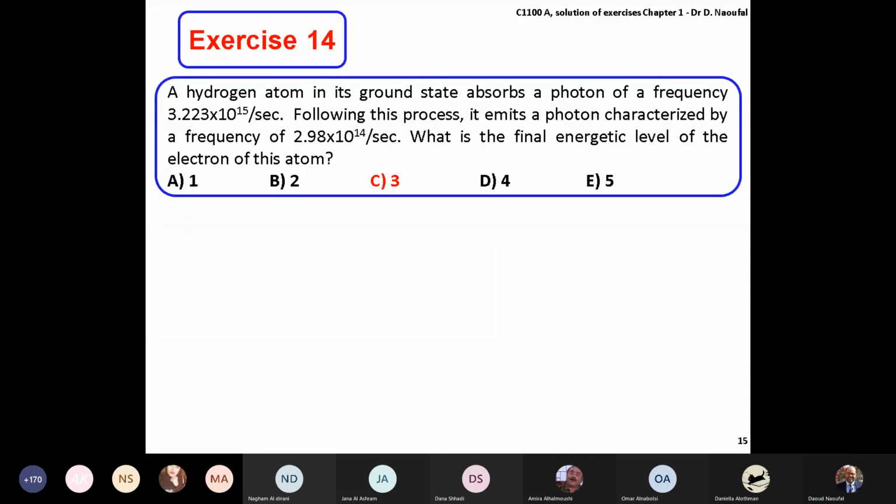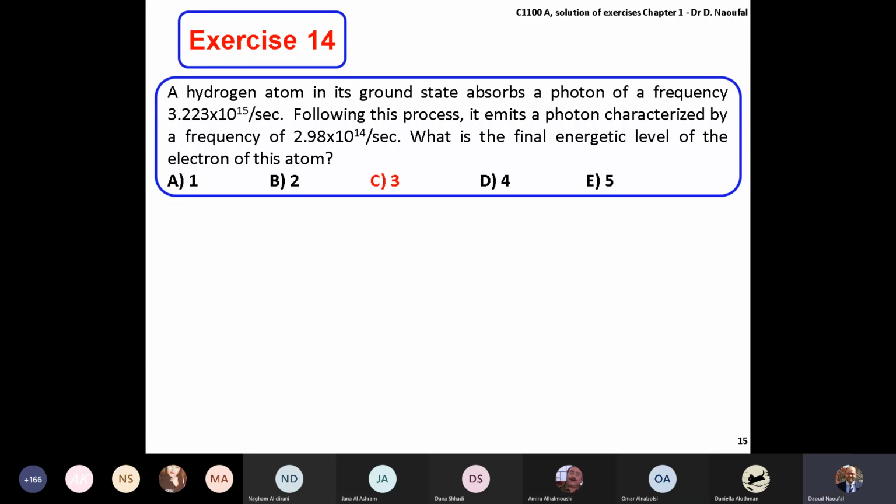Exercise 14. A hydrogen atom is in its ground state. Hydrogen atom, that means a system of one electron. And this electron is at the ground state, so this electron is initially at level 1. It absorbs a photon of frequency 3.223 × 10^15 second minus 1.